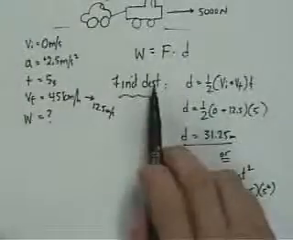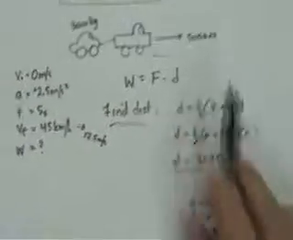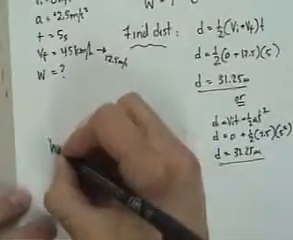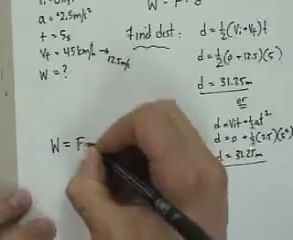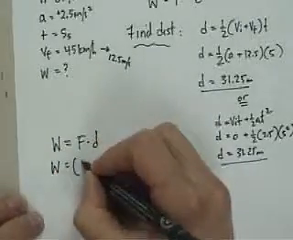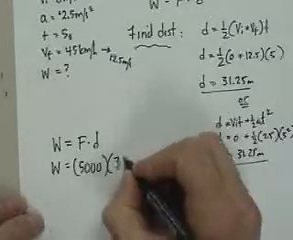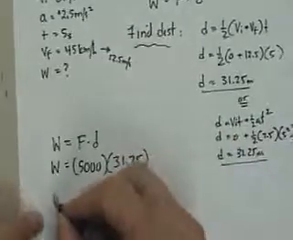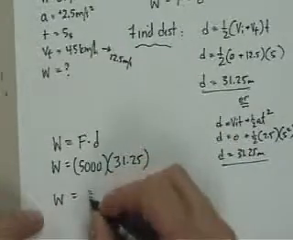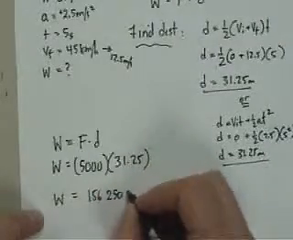Now, I found my distance. I know my force. Where is it? Oh, it's up here, 5,000 newtons. So I want to know the work that the tow truck does on the car. Work is force times distance. Force is 5,000 newtons. Distance it occurs over, 31.25 meters. Multiply that all out, and you are left with a value of 156,250 joules.